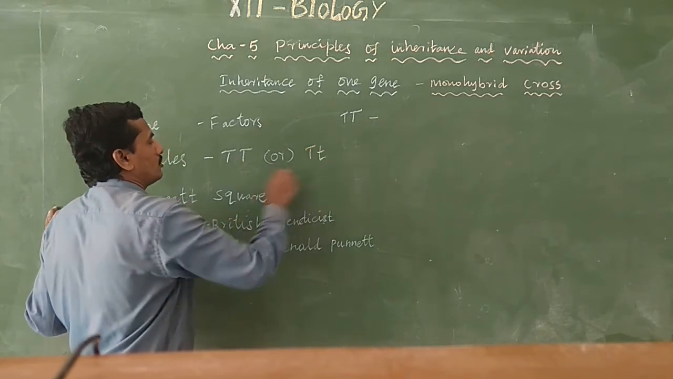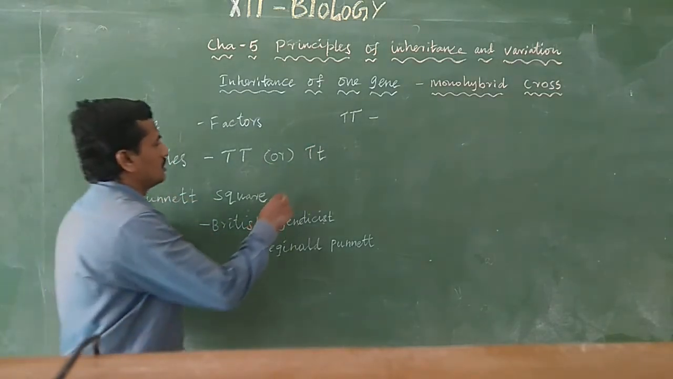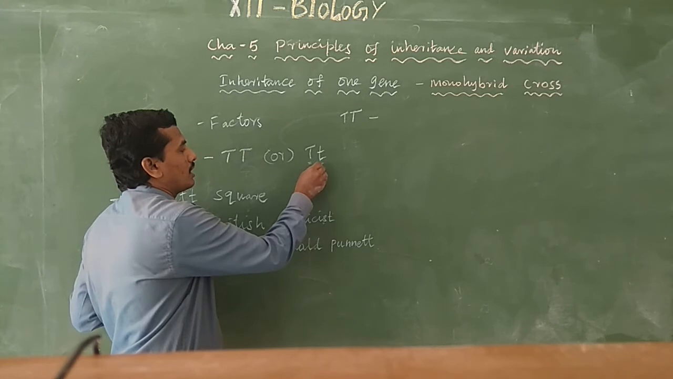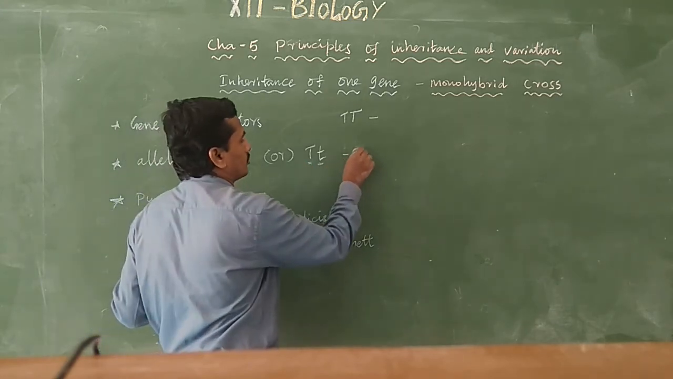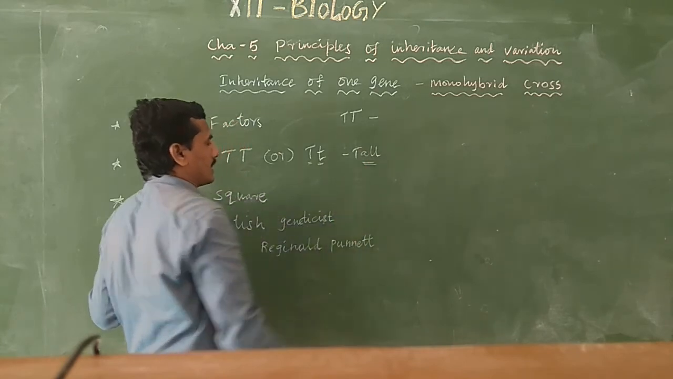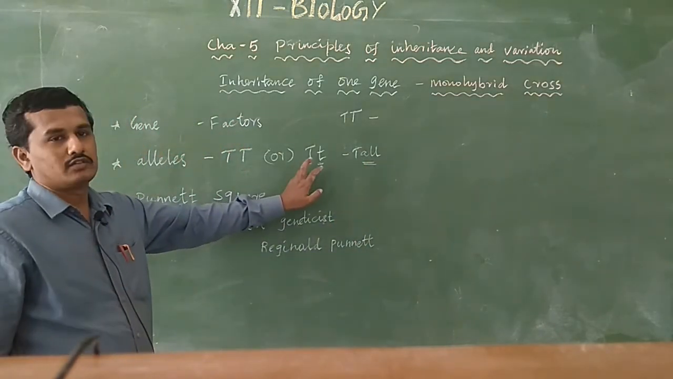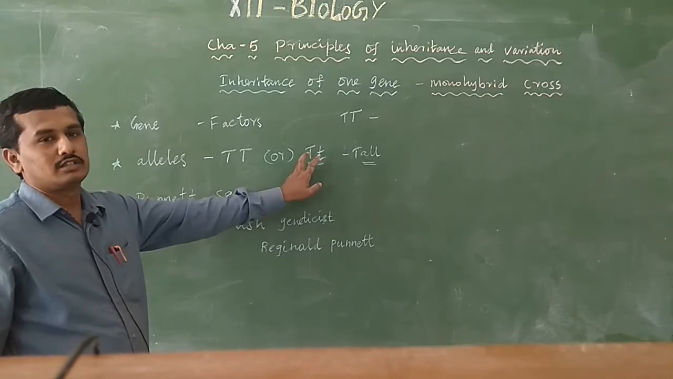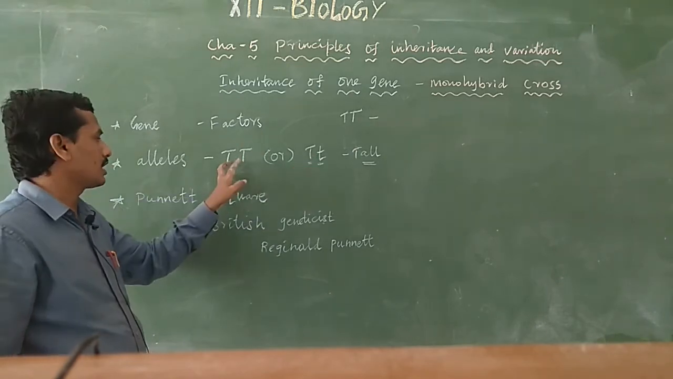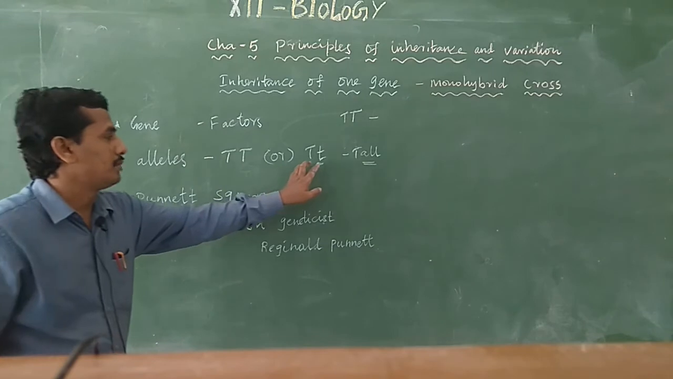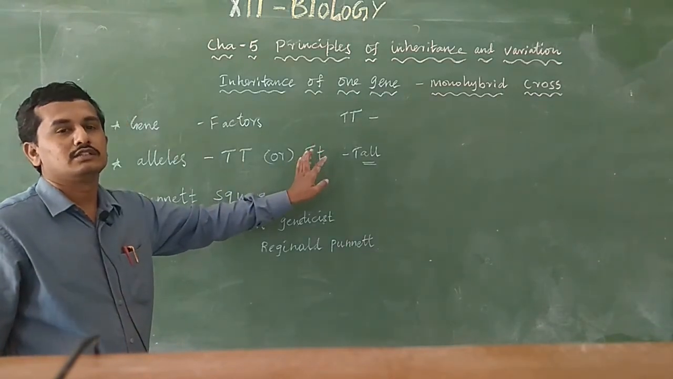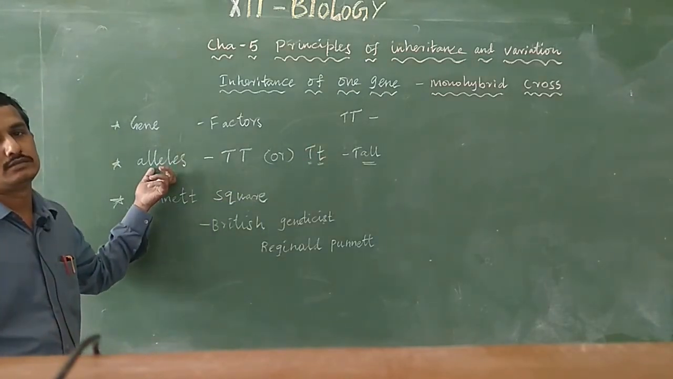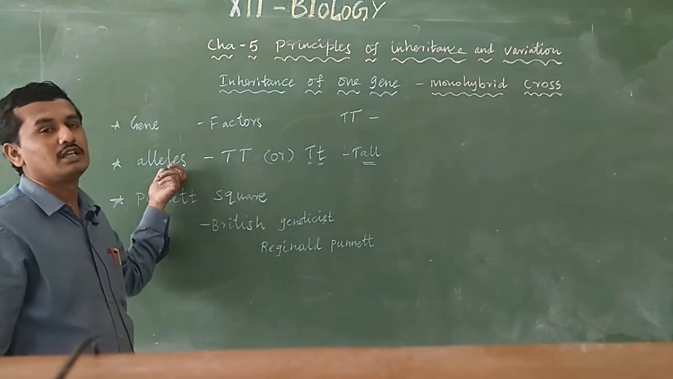Capital T, small t also allele. For example, tallness is controlled by the capital T factor and the small t factor. The tall character is controlled by two factors, capital T one factor, small t one factor. Both factors are contrasting, capital T and small t. A pair of contrasting factors is known as allele. Capital T, small t is actually allele.